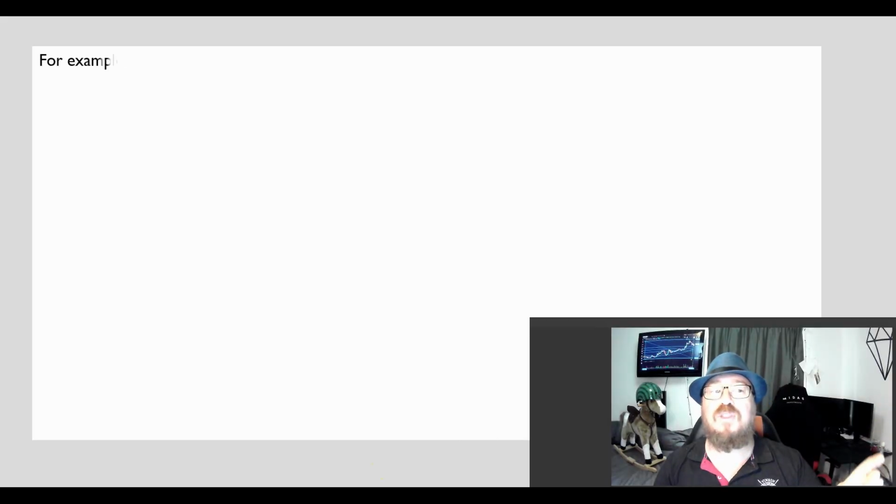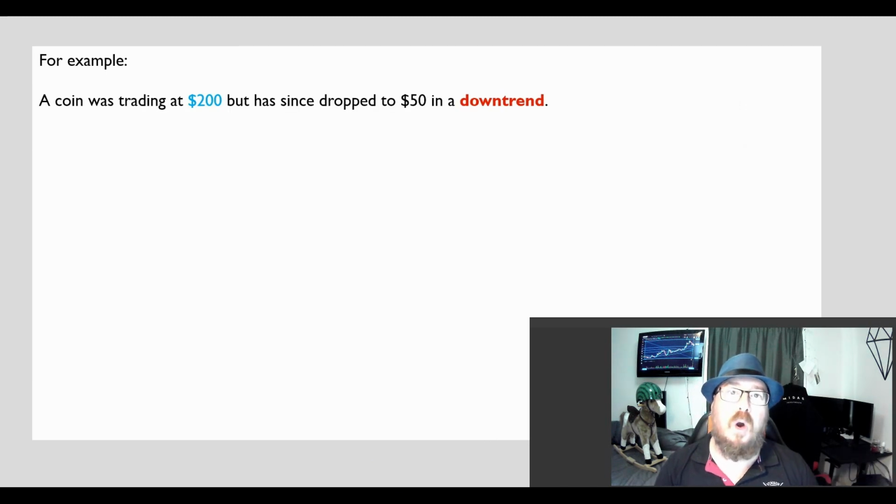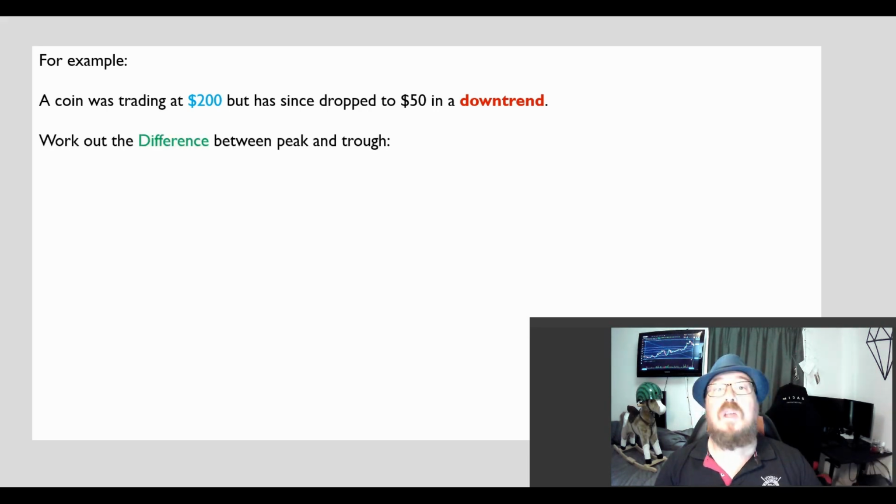So we've got a bearish market. I'm going to take a made up coin that is currently trading at $50, but previously was trading at $200. So here's our peak, $200, and here's our trough, the $50. The first thing I'd like to do is work out the difference between the two. So I take the 200 and I subtract the 50, and that leaves me with 150.